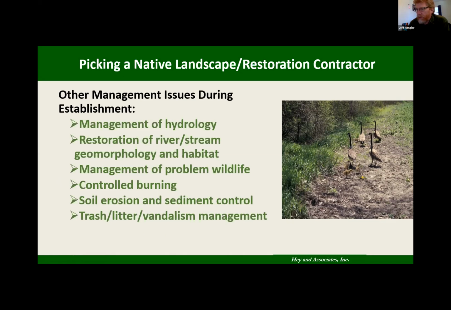I mentioned soil erosion and sediment control earlier. That can lead to problems, sort of the opposite of the clogged outlet. You can have things that start eroding in and sedimenting over your plantings, and that leaves you with just an ugly situation as if you had the high water levels.